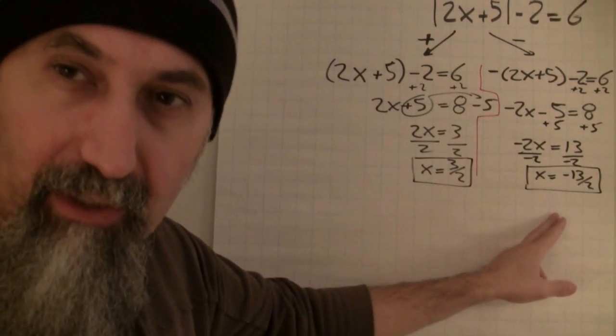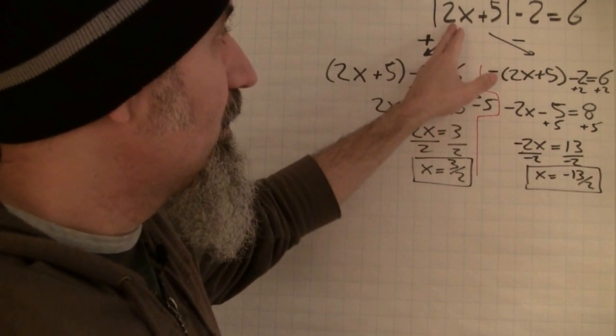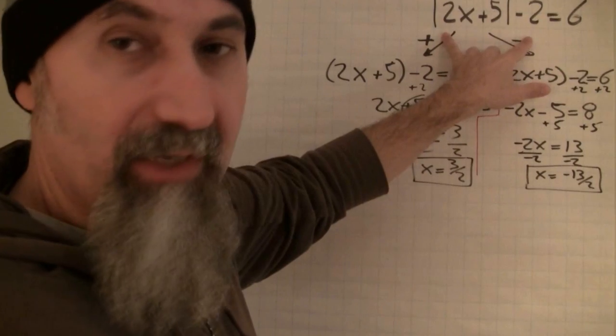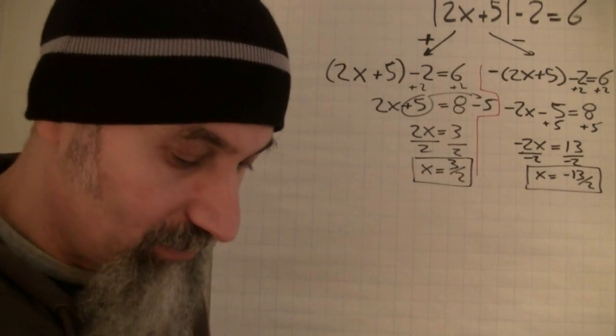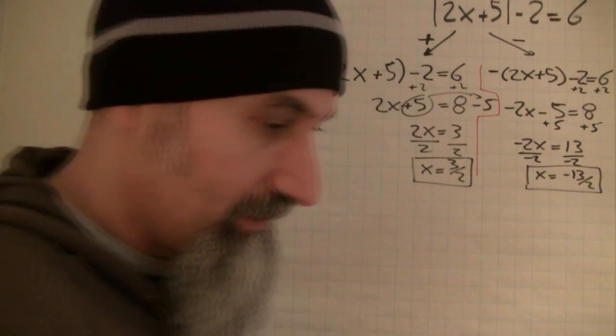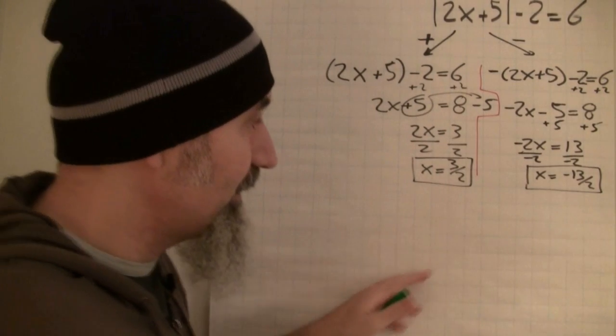According to what we've done, if we plug in x is equal to negative 13 over 2 here, then if we simplify this, that should equal 6. We should check though, right? So let's do a check on this. Let's do the check in green. Okay, hopefully I can fit it all in here.